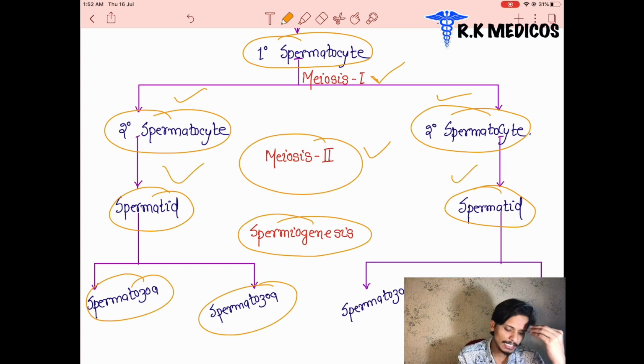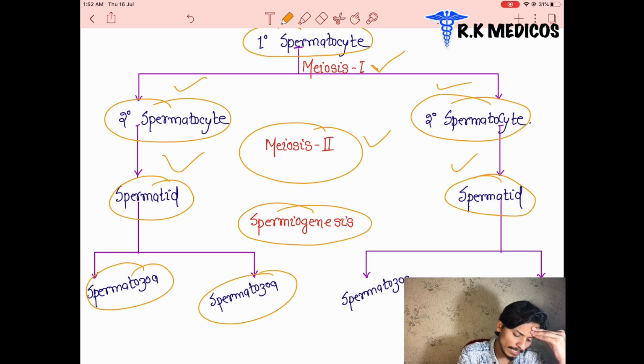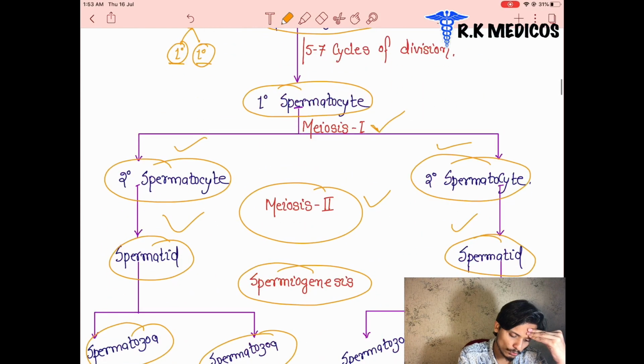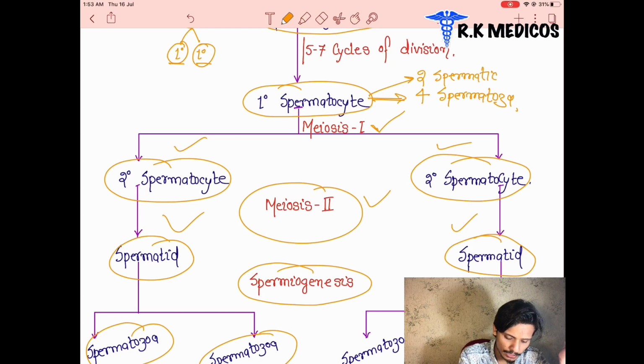So basically we can say like this, one primary spermatocyte gives four spermatozoa, or we can also say there are two spermatids. We can also say they are giving two secondary spermatocytes. So these all are the same. These all are produced by the primary spermatocyte.